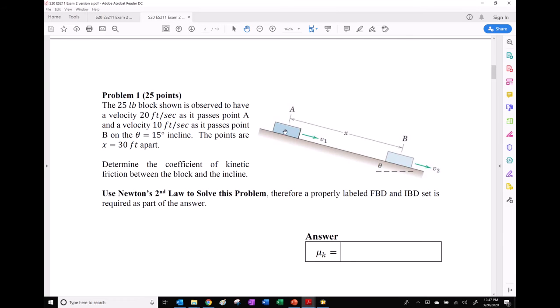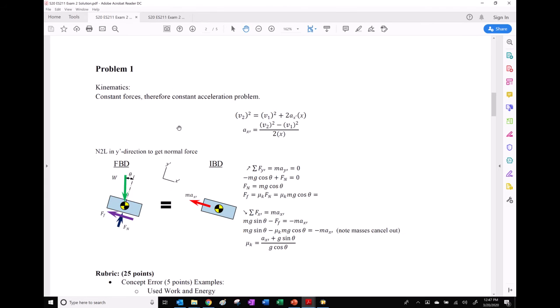I had a block that was sliding down this slope, and we knew a speed here and we knew a speed here, and we wanted to know what the coefficient of friction was, and you're required to use Newton's second law to solve this problem. Because we had 2 speeds and we needed to know the acceleration, the hint was that we had to use Newton's second law.